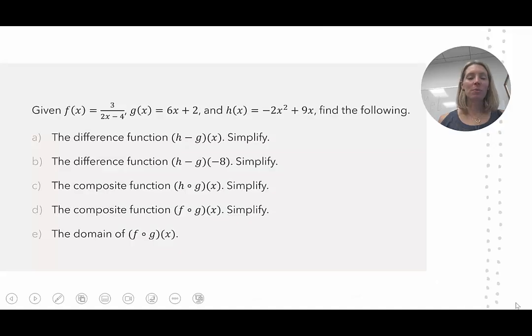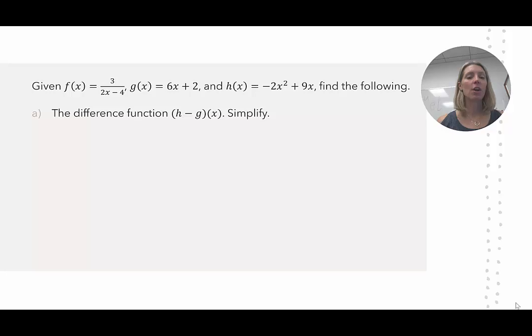Okay, so our new question 1 is still all about the operations and functions, but we've kind of changed the format of them. So in this question, we're given 3 functions, f, g, and h, and we're asked to compute various operations on 2 of the functions that we're given. I'm going to go part by part.